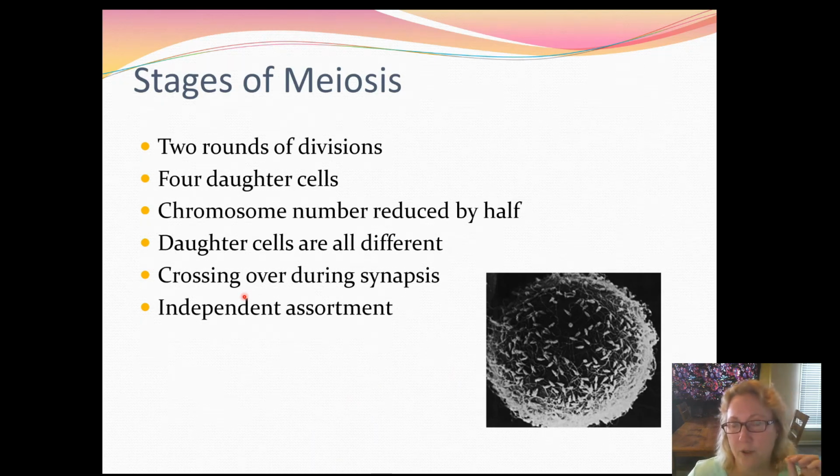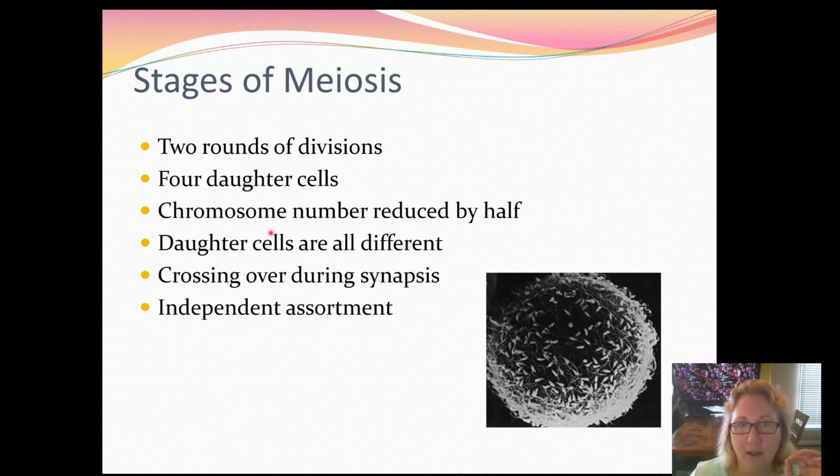So for meiosis, we're going to have 2 rounds of divisions. We're going to get 4 daughter cells, and the chromosome number is going to be reduced by half. And then that way when fertilization occurs, or syngamy, if it's a species that doesn't have a large and a small gamete, we wouldn't call it fertilization, the diploid number is going to be restored.